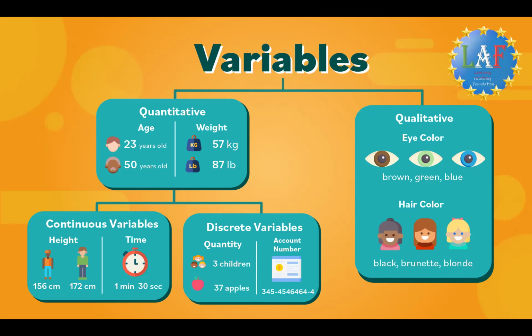And these quantitative variables can be subdivided into continuous or discrete variables. Continuous variables are like height, for example, 156 centimeters, 172 centimeters, and time, for example, 1 minute, 30 seconds. The discrete variables are like quantity, 3 children, 37 apples, or the account number. And the other type of variables is qualitative. For example, eye color can be brown, green, blue, or hair color can be black, brunette, blonde.